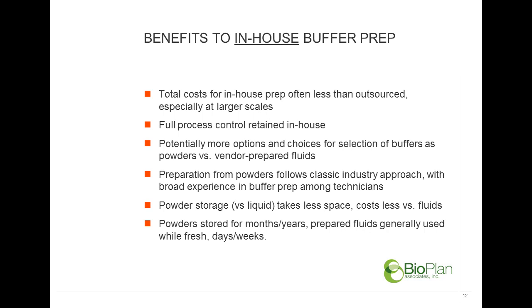And whether you're working with a CMO or a supplier in those terms. The benefits to in-house buffer prep, on the other hand, is the total cost for in-house prep is considered less today than it would be for outsourced. The full process control is retained in-house. Potentially there are more options for choices and selection of buffers versus vendor-prepared fluids. Preparation from powders, from classic industry approaches, there's a lot of experience out there already.